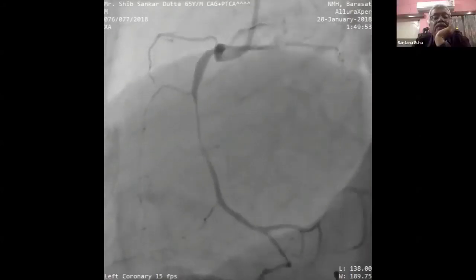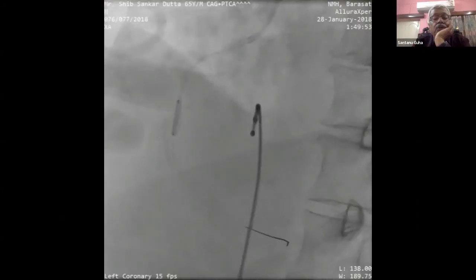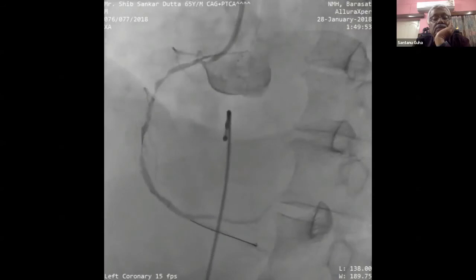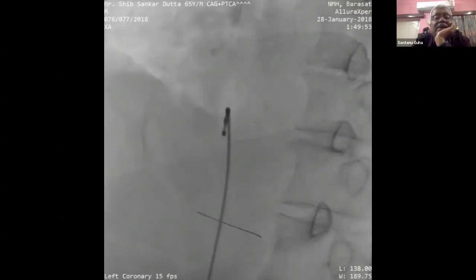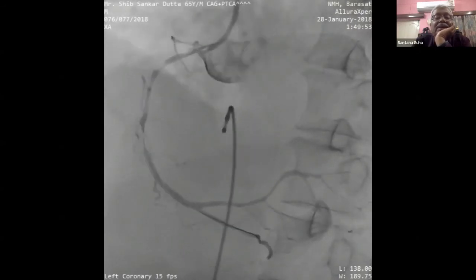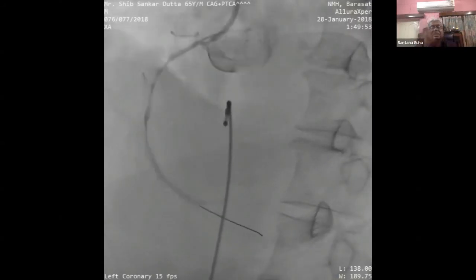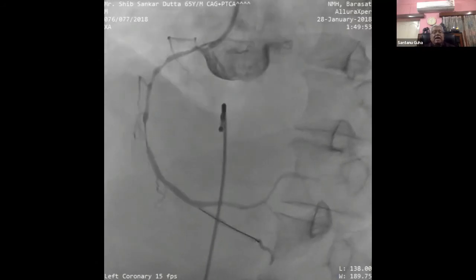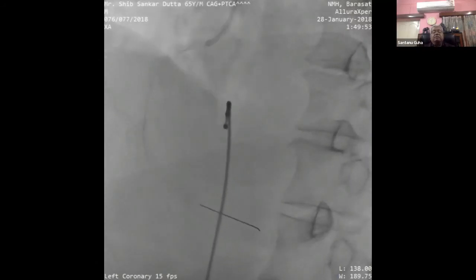Now show the after ballooning shot. Next one. The entire thing has changed totally. So can it be only spasm? Yeah.